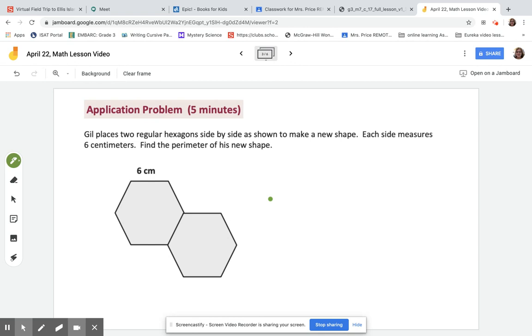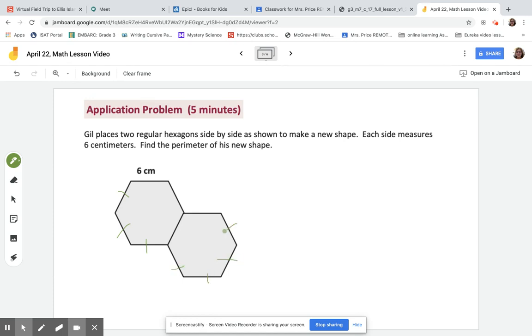So today's application problem. It says Gil places 2 regular hexagons side by side as shown to make a new shape. Each side measures 6 centimeters. Find the perimeter of his new shape. Remember, perimeter is add up all sides, just the sides. Do we count the insides? No, not unless it's a special problem like we found yesterday. But usually when you're counting perimeter, you're only counting these outside sides.